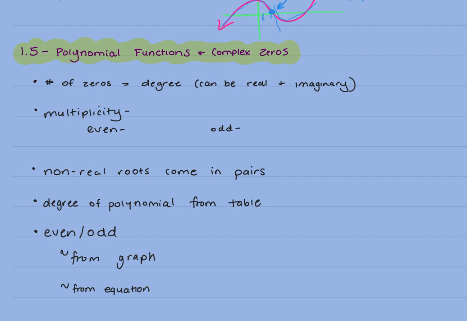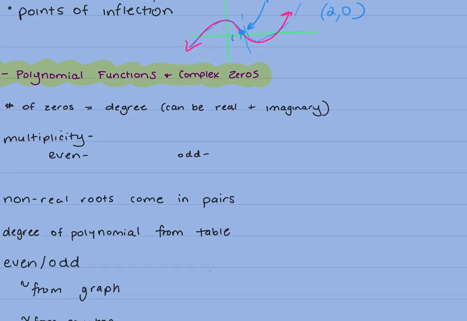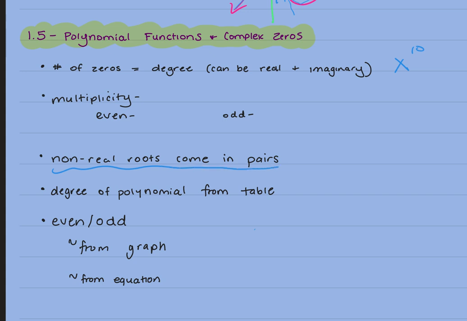First of all, the number of zeros is equal to the degree, but that could be imaginary and real. So if I had x to the 10th, then there are 10 zeros, but they can be a combination of real and non-real. Non-real roots come in pairs, which means there always has to be an even amount of non-real roots. If I had 2i, I know negative 2i is also a root. If I had 2 minus 3i, I know 2 plus 3i is also a root.